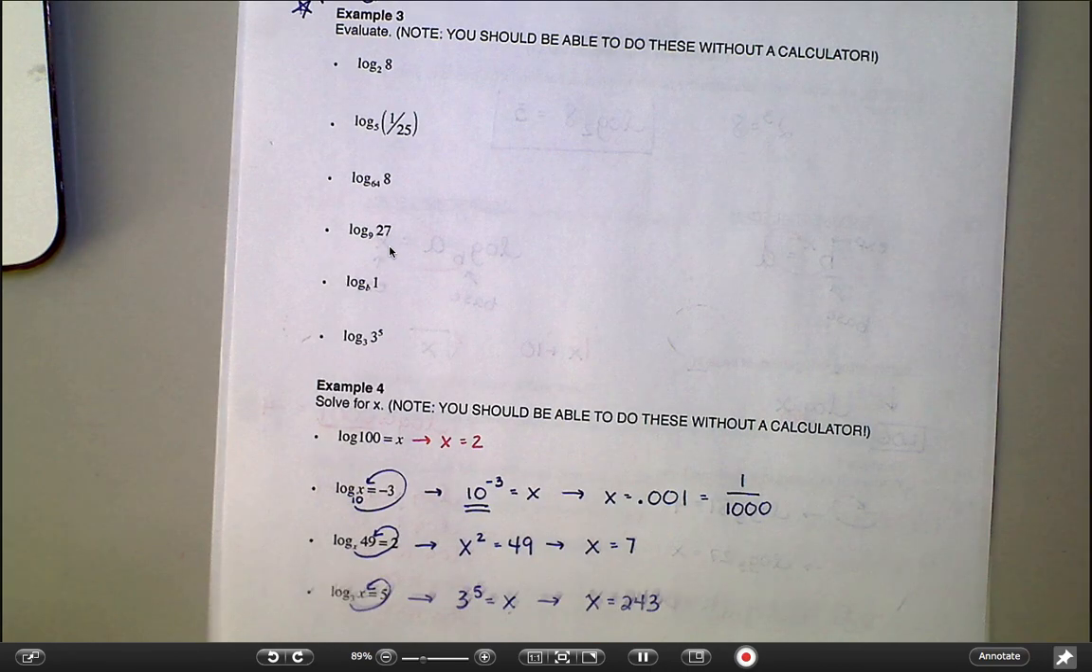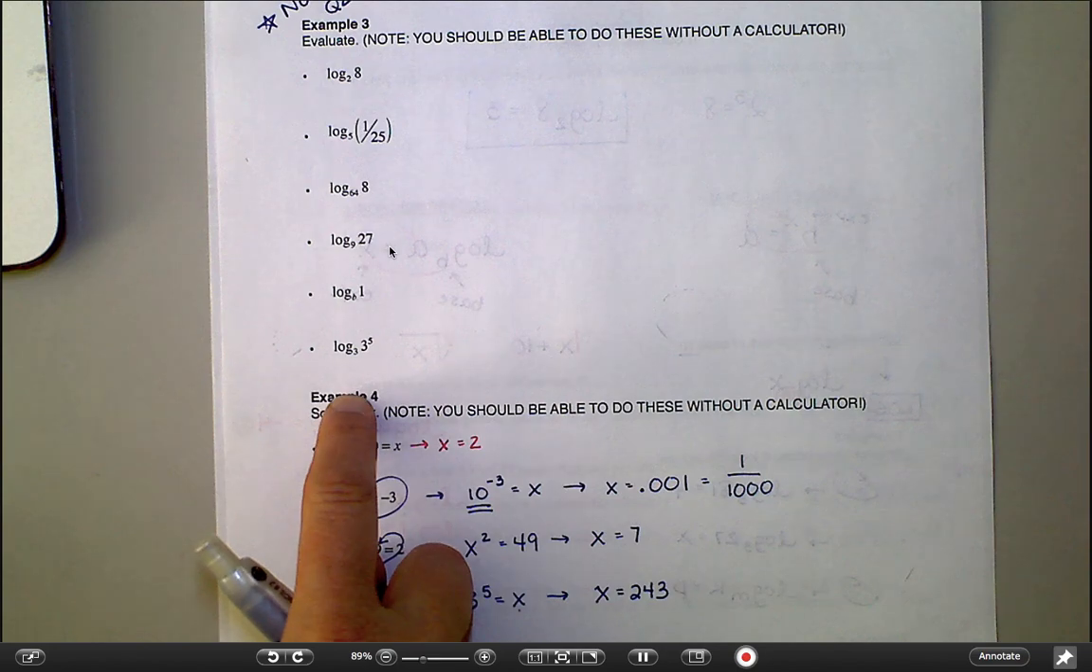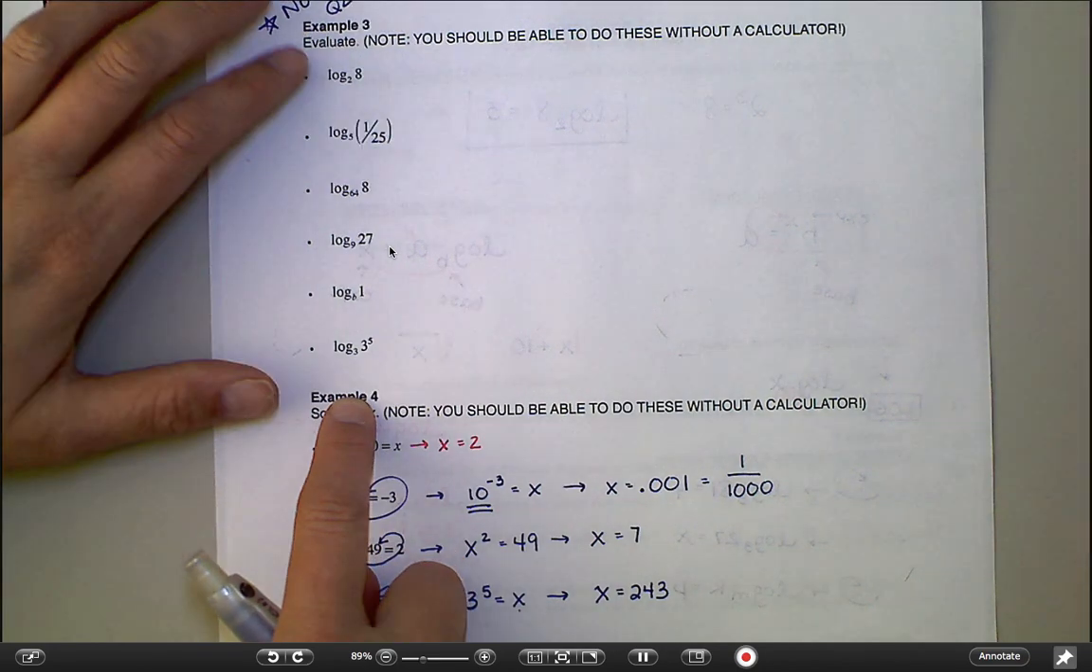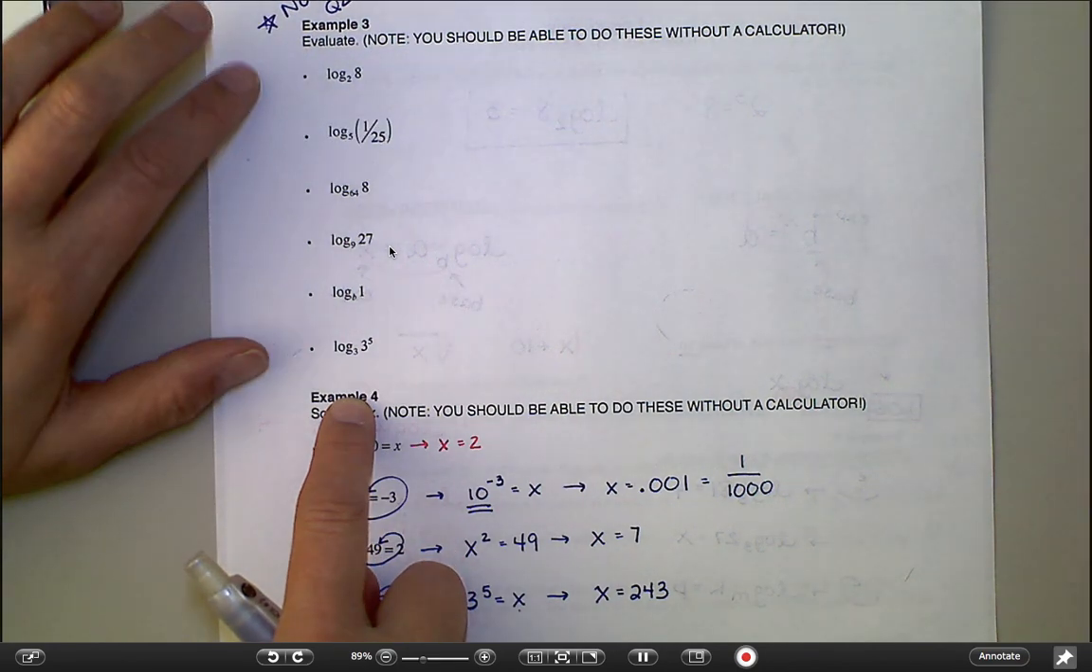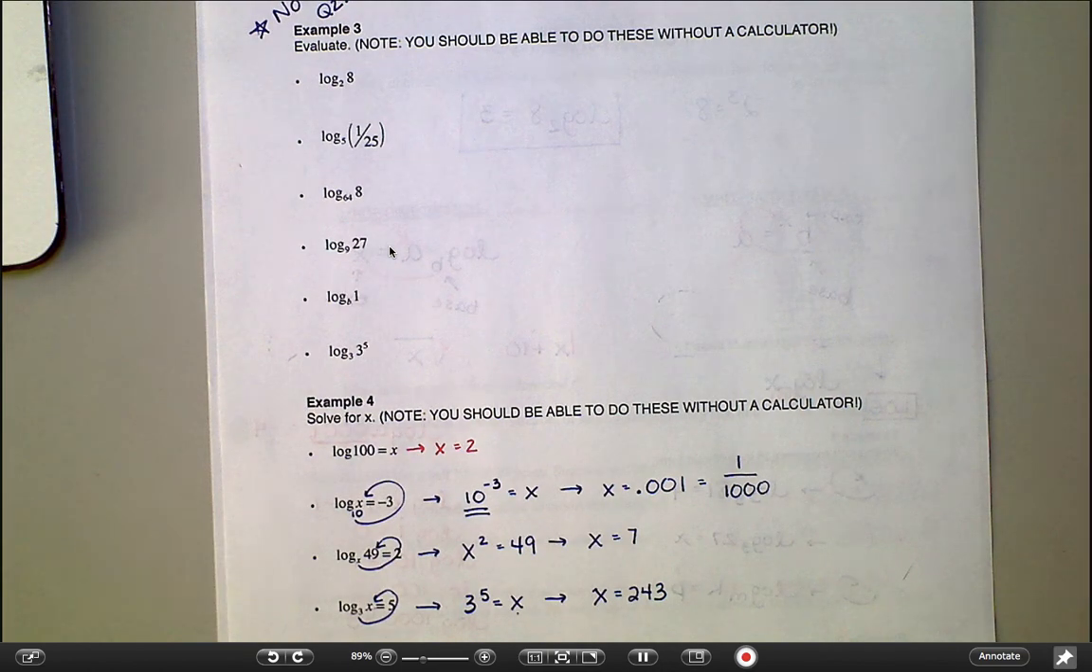I'm doing example 3 in a separate video because you're going to have a no calculator quiz next week that looks very, very much like these examples here. And I thought it might be helpful to review just this example, when it comes to that time next week.